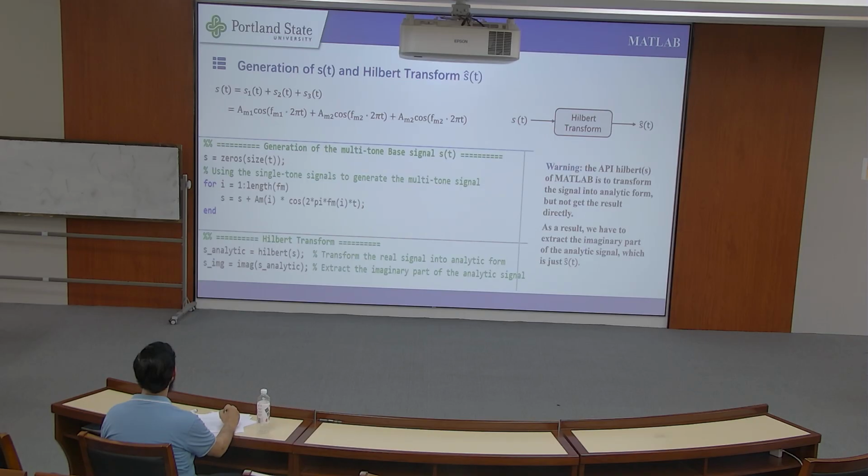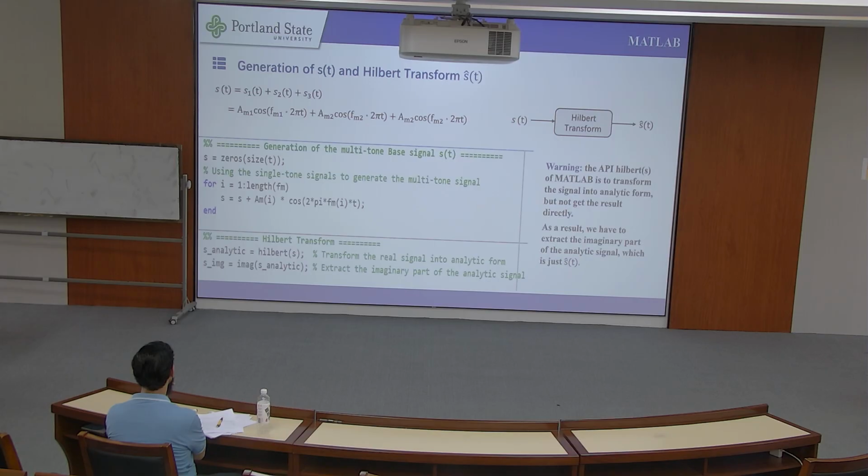Hello, everyone. Next, the second part, I will briefly introduce our MATLAB implementation of multi-tone baseband signal generation and Hilbert transform. First, we build our original baseband signal s(t). We start from 0, then use a loop to sum multiple single-tone cosine waves, each with its own amplitude and frequency. By summing them up, we successfully create a complex multi-frequency real signal as our processing input.